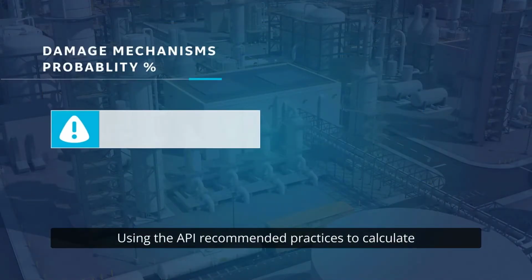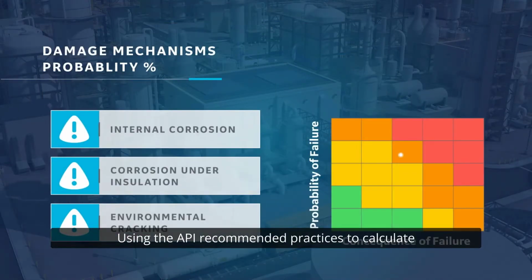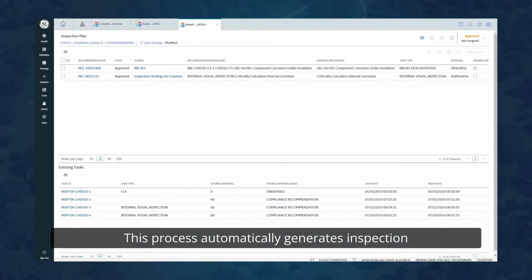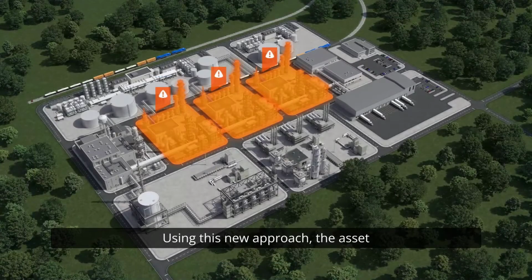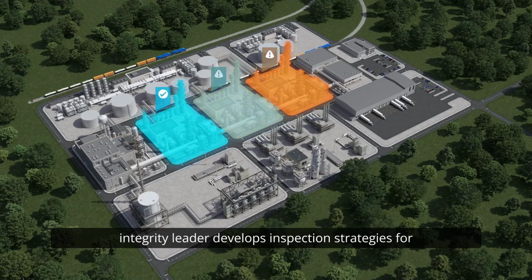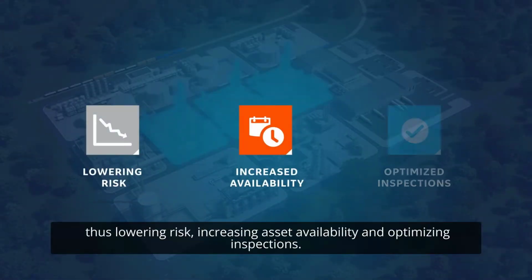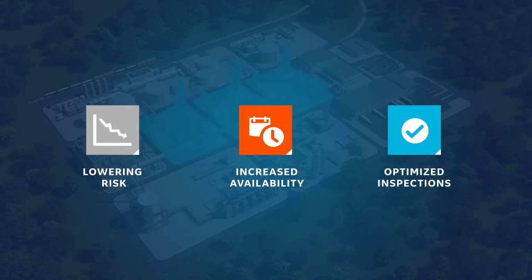program, using the API recommended practices to calculate probability and consequence of every damage mechanism. This process automatically generates inspection strategies with recommended actions and intervals based on risk. Using this new approach, the Asset Integrity Leader develops inspection strategies for all of their pressurized equipment across all sites, thus lowering risk, increasing asset availability, and optimizing inspections.